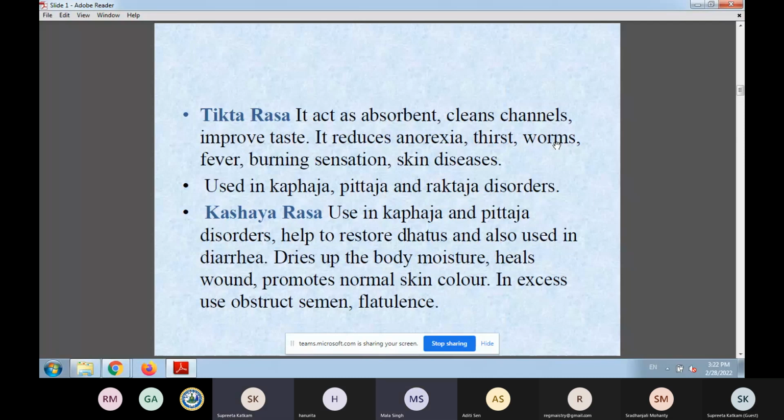Sorry, Doc, can you just repeat the Kapha dosha, please? Katu, Tikta, and Kashaya pacify Kapha dosha. Madhura, Tikta, Kashaya pacify Pitta dosha.